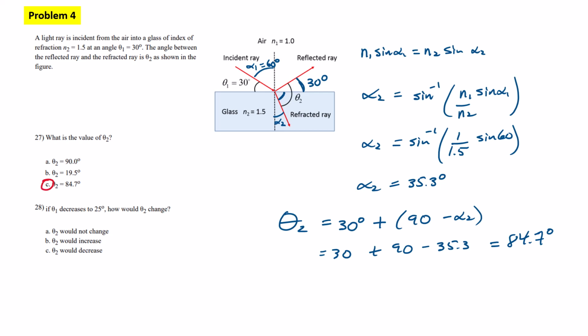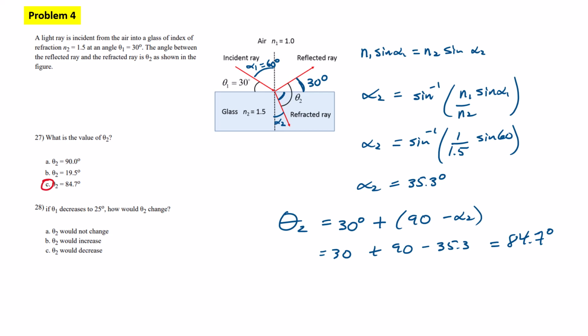All right, so this one you just had to be careful, right? How are the angles defined? How are they defined in Snell's law? And just use the fact that some of those angles, when you add them up, have to be 90 degrees. All right, let's look at the next question. If theta 1 decreases to 25 degrees here instead of 30, how would theta 2 change?